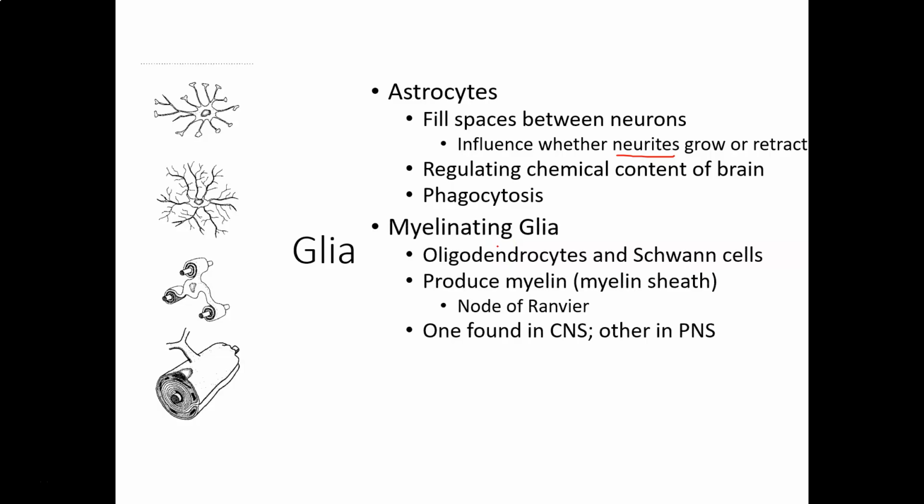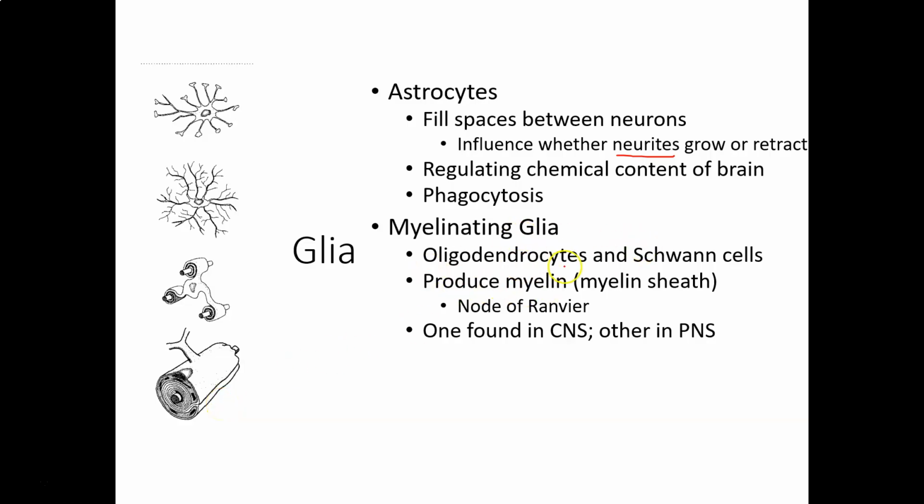The other type of glial cell, and there's two of them in this category, they're called the myelinating glia. I mentioned to you in an earlier slide that axons are covered with a fatty substance called myelin. That myelin is made by glial cells, and there's two different types of glial cells. You can see one type of glial cell here. This is called the oligodendrocyte, and you can see the other type here. It's called the Schwann cell.